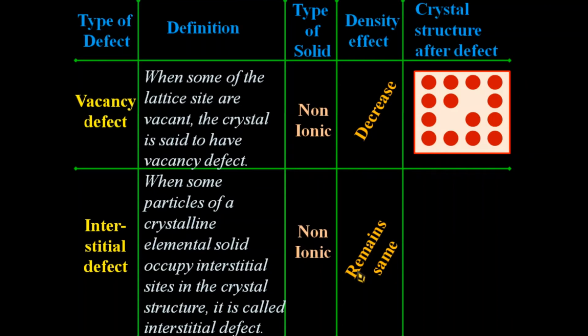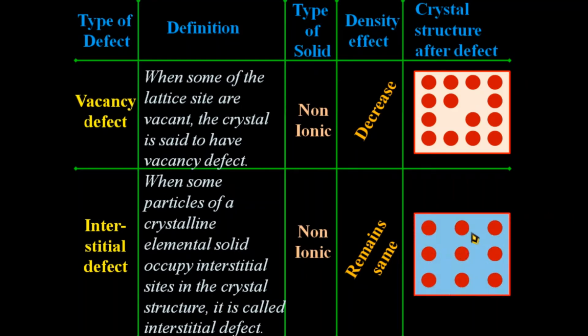Density remains the same because the particle occupies an interstitial site. That means it is present inside the lattice, only it occupies the interstitial space or the void. That means like this. The particle moves from its lattice site to an interstitial site. So the mass as well as the volume of the solid remains the same, so density is not affected by this defect, that is the interstitial defect.